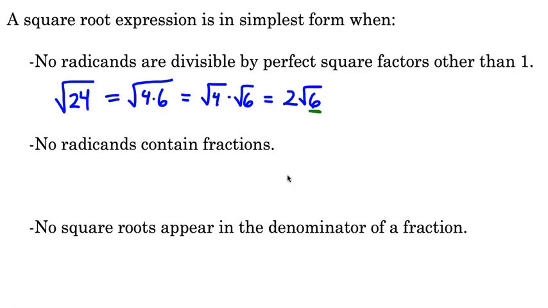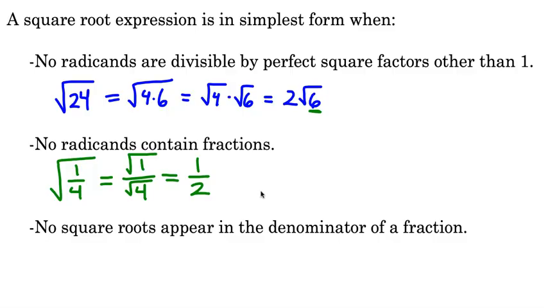No radicands contain fractions. Well, let's say we had something like the square root of 1/4. Well, the same way we can separate a product inside of a radical, we can do the same with a quotient or division. And what that looks like is we would take the square root of the numerator and the square root of the denominator separately. And then, in this case, both 1 and 4 are perfect squares, so then we'd have 1/2 as the simplest answer. If the numbers inside were not perfect squares, then we would have to do some of our simplifying work that we've gone over.